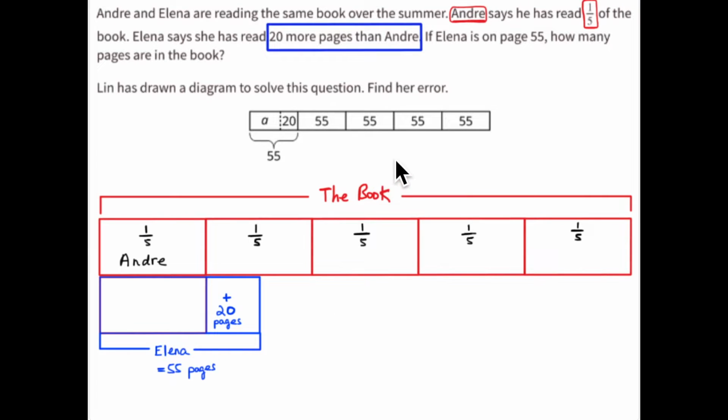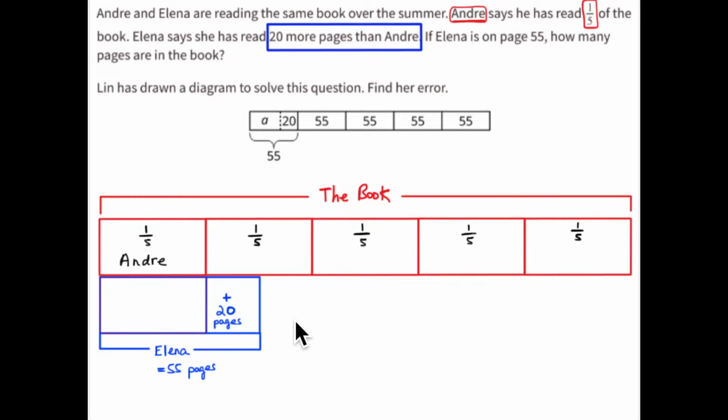So Elena read 20 pages more than Andre, and she is on page 55. The error that Lynn made in her drawing is she said that Elena's 55 pages is 1/5 of the book. Each of the other fifths are those 55 pages. But the mistake is that 1/5 of the book is what Andre read, not what Elena read. It's just the number of pages that Andre read. So that answers the question. Andre read 1/5 of the book. Elena read 20 pages more than 1/5 of the book, and the mistake was that Lynn made a drawing that showed Elena read 1/5 of the book.